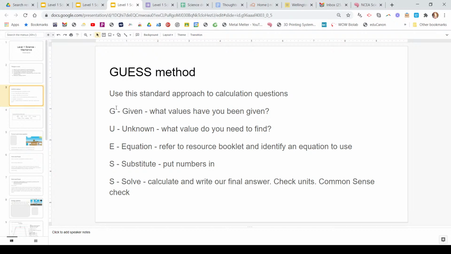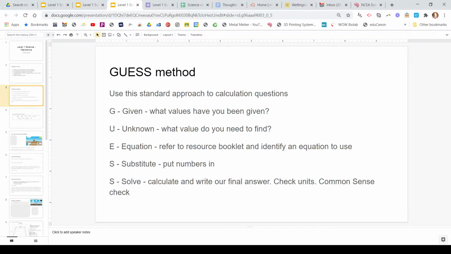So the guess method is an acronym where each letter stands for a word. So G is given, and you just write down what you've been given in the question, like M equals 120 kilograms. U is the unknown. What value have you been asked to find? Again, that really just comes from reading the question. So it might be that velocity is an unknown, so V equals question mark. And when I use the term velocity there at level 1, that's interchangeable with the word speed.